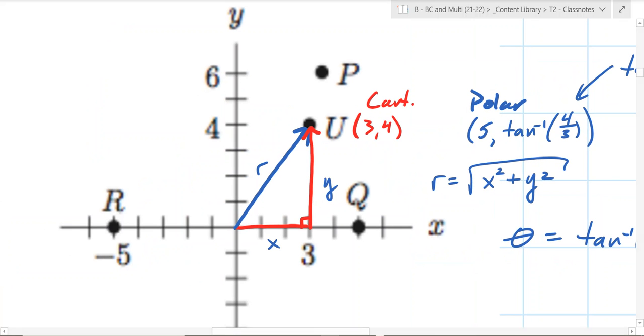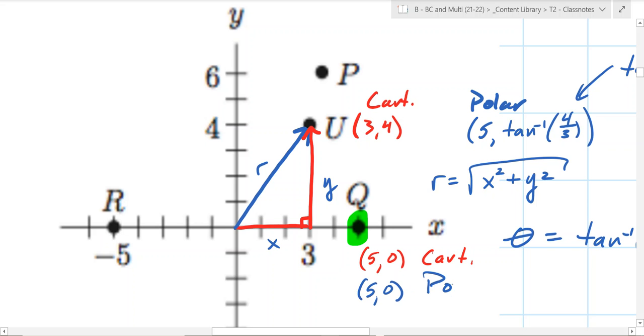What about Q here? This point Q. Can someone tell me what it is in Cartesian? Someone new. Shirley, what is it in Cartesian coordinates? No, Cartesian is xy. What is Q? 5 what? 5, 0. Yes, in Cartesian it's 5, 0. Can you tell me what it is in polar? What's the distance from the origin? 5. And what's the angle measure? 0.